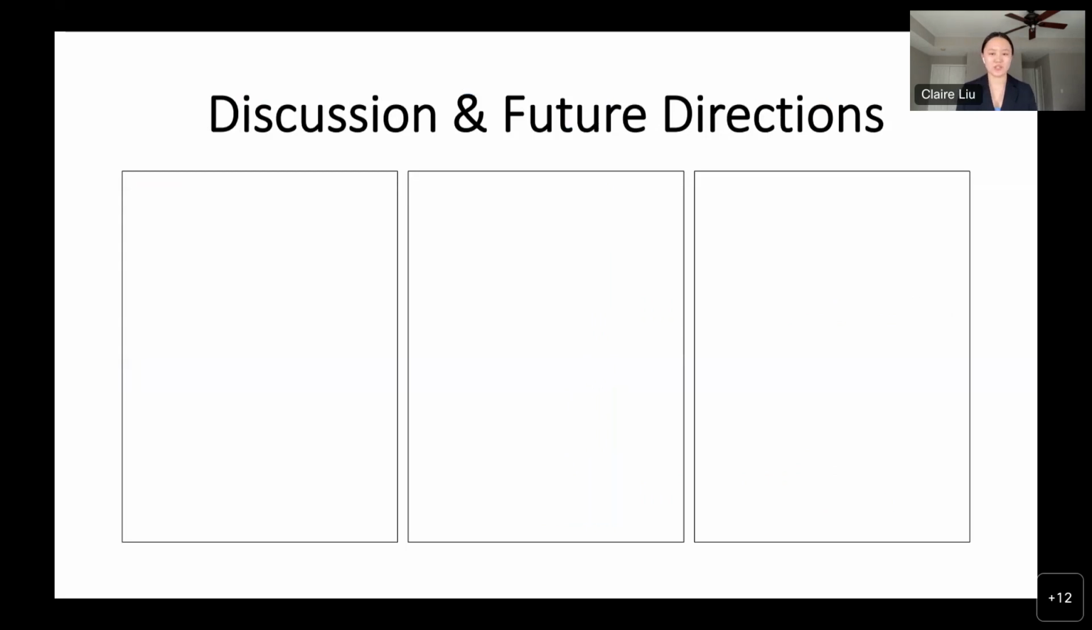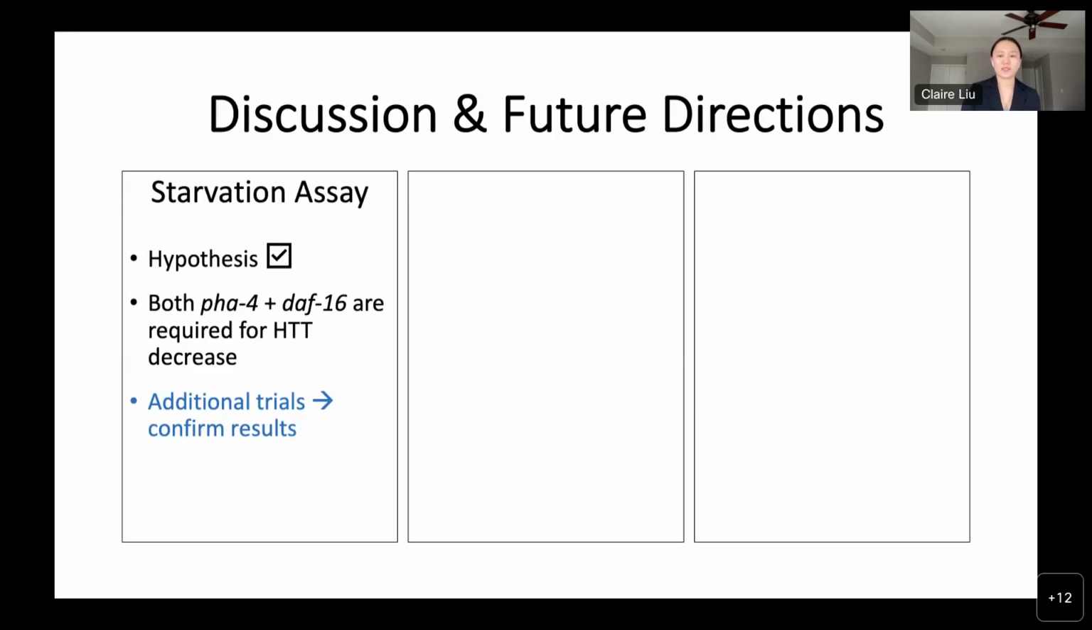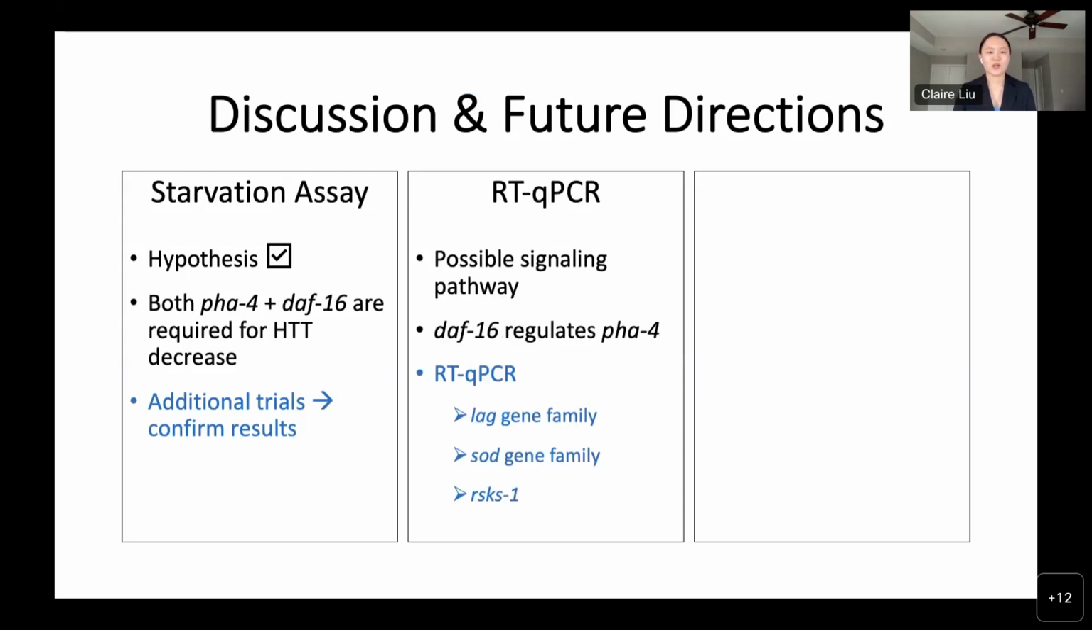Lastly, I'll end with a discussion of all my results. Starting with the starvation assay, my hypothesis proved to be correct that both FOF4 and DAF16 are required for Huntington protein decrease, and I'd love to do additional trials in the future to confirm these results. In my RT-qPCR, I drew up a possible signaling pathway and found that DAF16 does indeed regulate FOF4. In the future, I'd love to do more RT-qPCRs, perhaps investigating entire LAG and SOD gene families, as well as looking into the role of RSKS1.